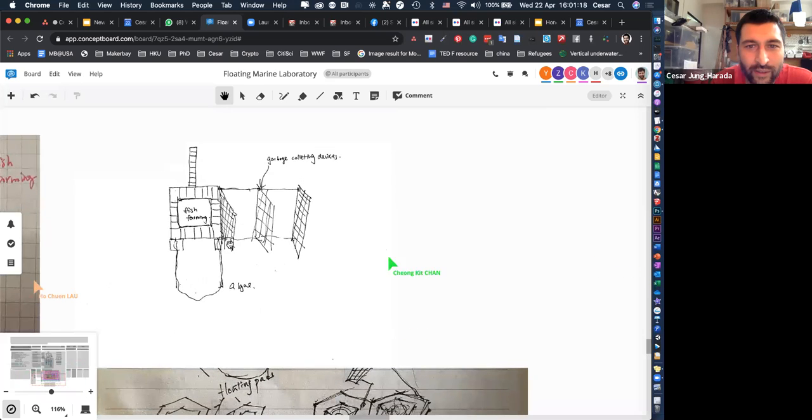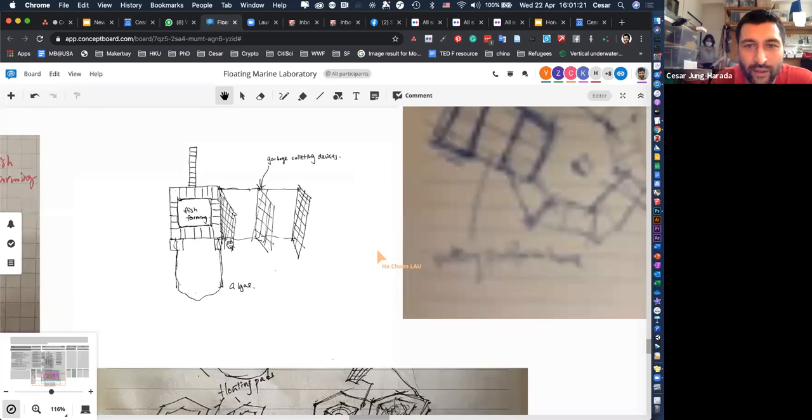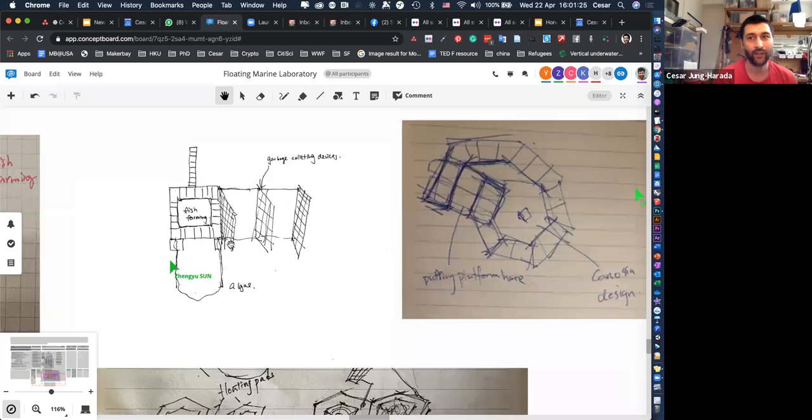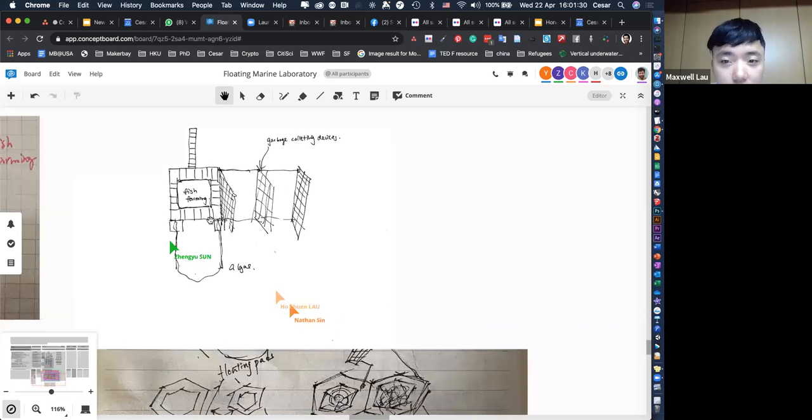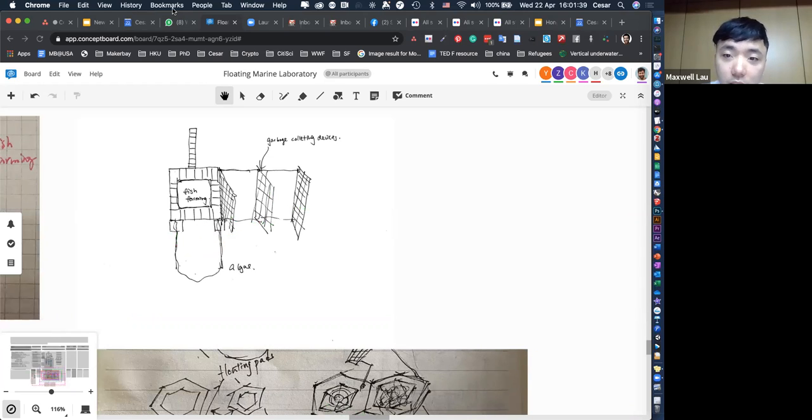And this one, garbage collecting device. Okay. Yeah, basically it's a very similar idea to yours. It's like fish farming in the middle, and then surrounding are some mesh for the debris collecting, and we can grow algae as well. And yeah, we can use the hexagon shape. Yeah, it's very similar.